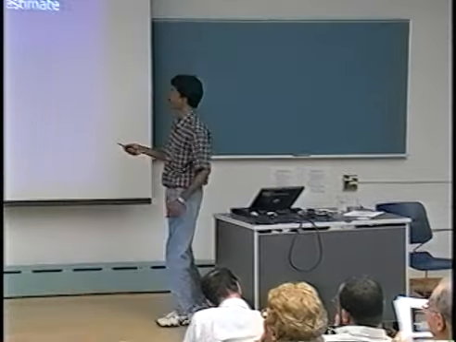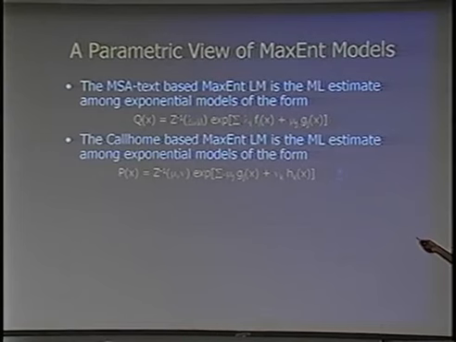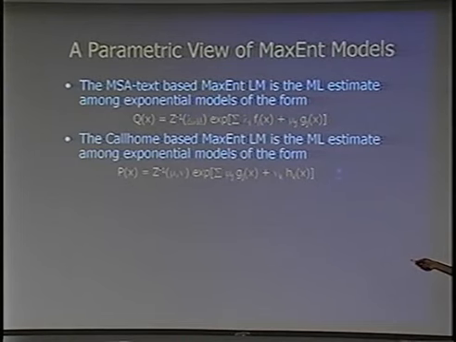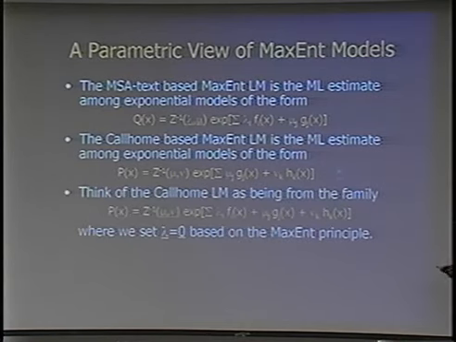Now let me explain the features. Here F are the features which are present only in the MSA text, and G are the common features present in both Qualcomm and MSA text, and H represent the features which are exclusively present in the Qualcomm data. Now we can represent the Qualcomm exponential model using a more generalized form where the lambdas are 0.